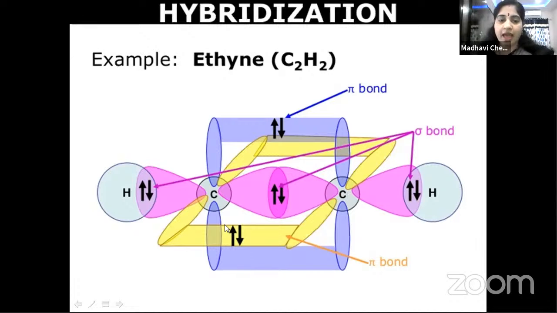So this is the hybridization in case of ethyne, children. So lot of practice is required. So very easy. Go through this.